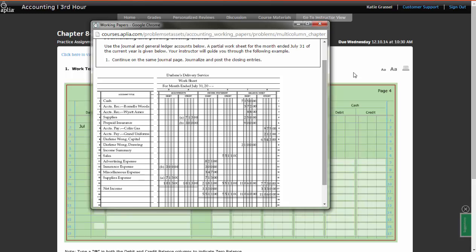So what has to happen to capital if this is a net income? It has to be credited $3,330. So when I look at my balance sheet column, oh, look, here's my net income, here's a credit. That's what I need to do to my owner's equity. What do I need to do to income summary then? Debit. And what would happen to that account then? It will have a zero balance.